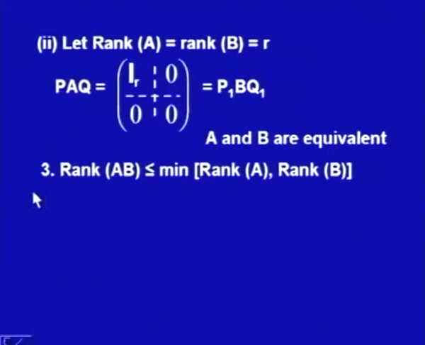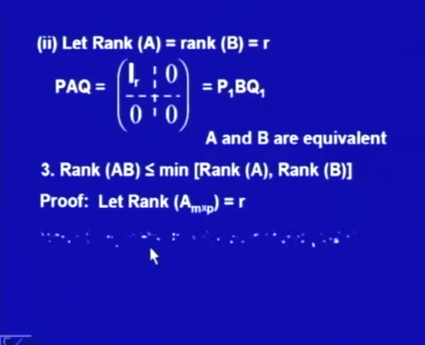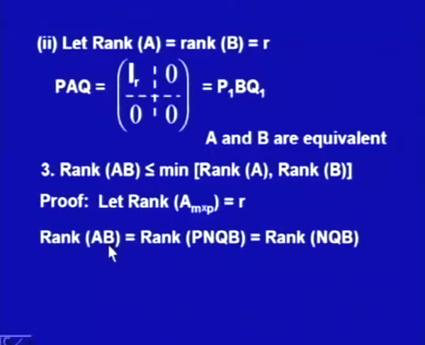Now, the next property suggests that the rank of AB, the product of two matrices, is less than or equal to the minimum of rank of A and rank of B. This is an important property. So, to prove this, let the rank of A, which is an m by p matrix, be r. Then A, after applying linear transformations, can be reduced to the echelon form N, so A can be written as PNQ. So, I am substituting PNQ for A.